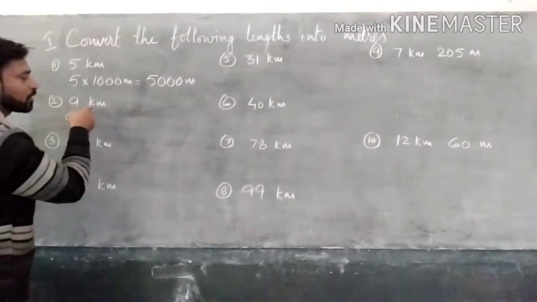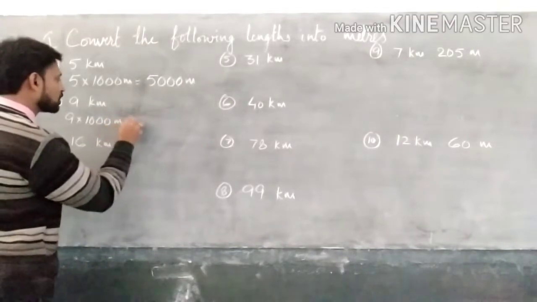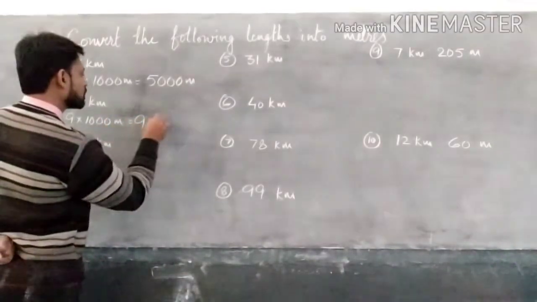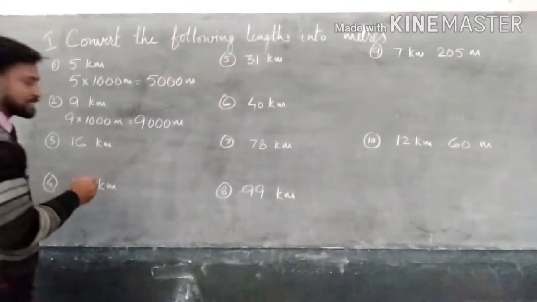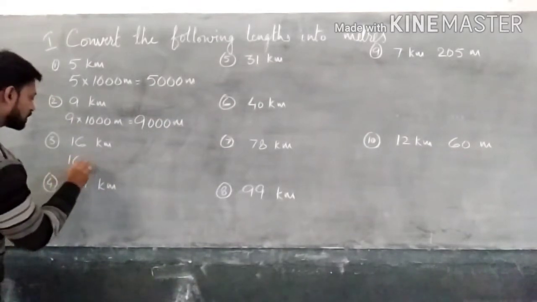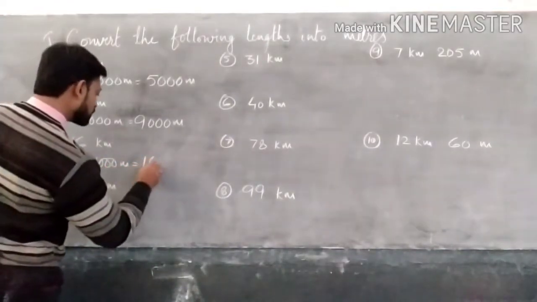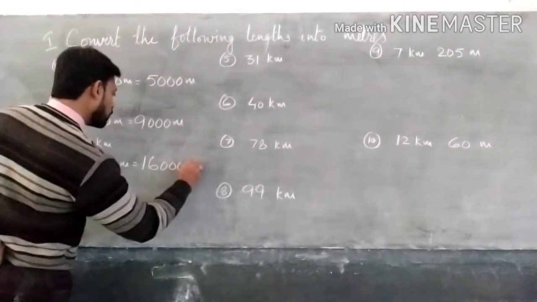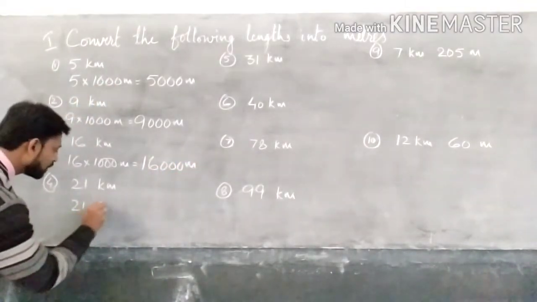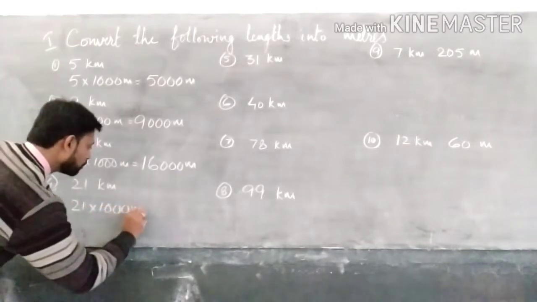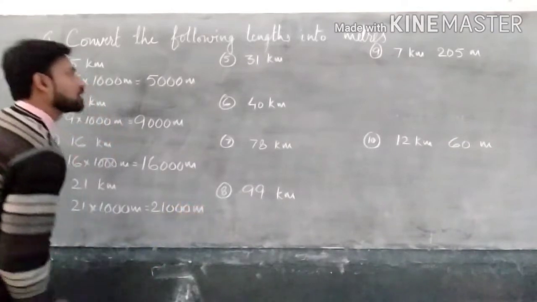Now the second question, 9. Again, 1 kilometer equals 1000 meters. So the answer is 9000 meters. Now the next question is 60 kilometers. So 60 multiplied by 1000 meters, that is equal to 60000 meters. Now 21 kilometers, next question, 21 into 1000 meters, that is equal to 21000 meters.